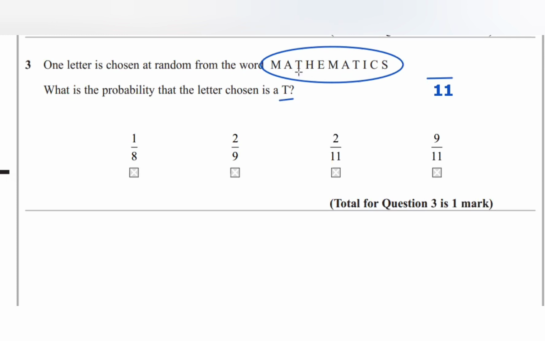Now we need to count how many T's we have. We have 1 here, 2 here. So it's 2 over 11. So the probability of picking a T is 2 over 11. And this is the correct answer for this question. As we talked about probability before, you have to count the total number of letters and put it in the denominator, and then count how many letters they want in the question and put that in the numerator, and you will have a probability fraction. Now let's move on to the next question.